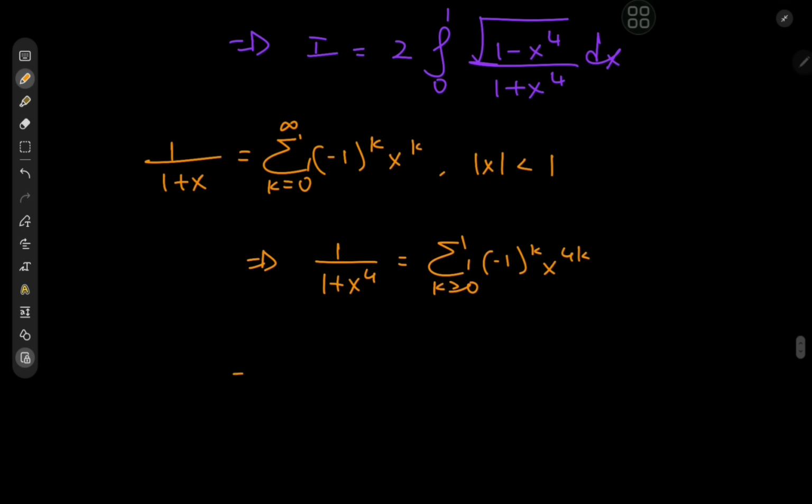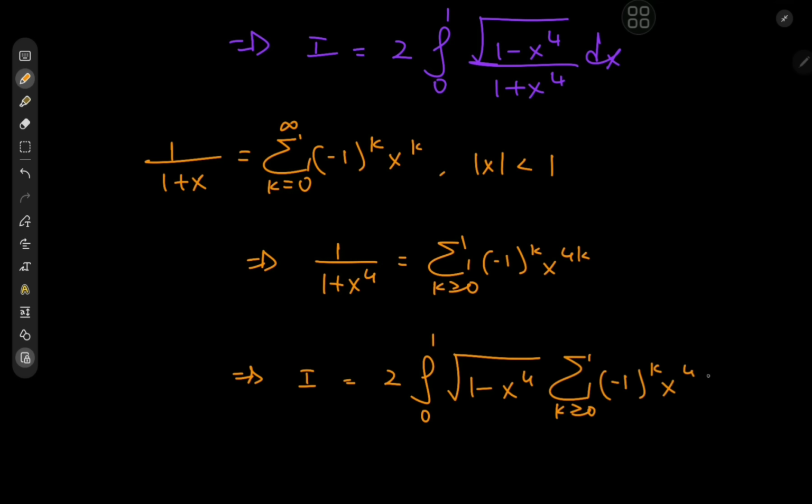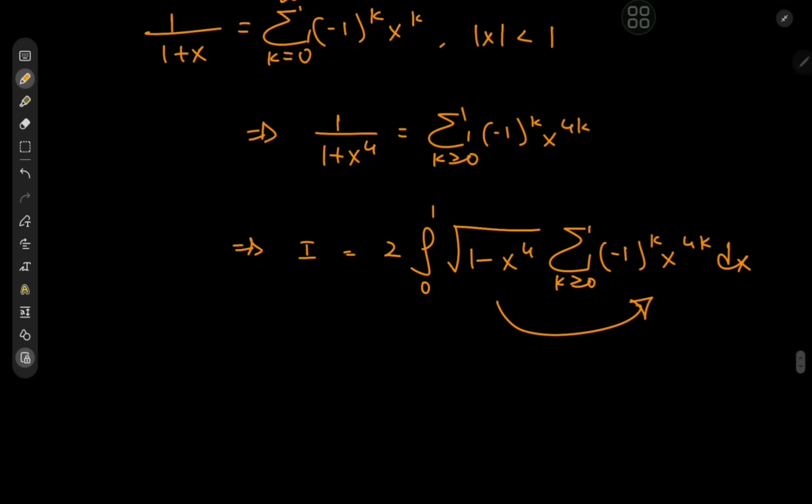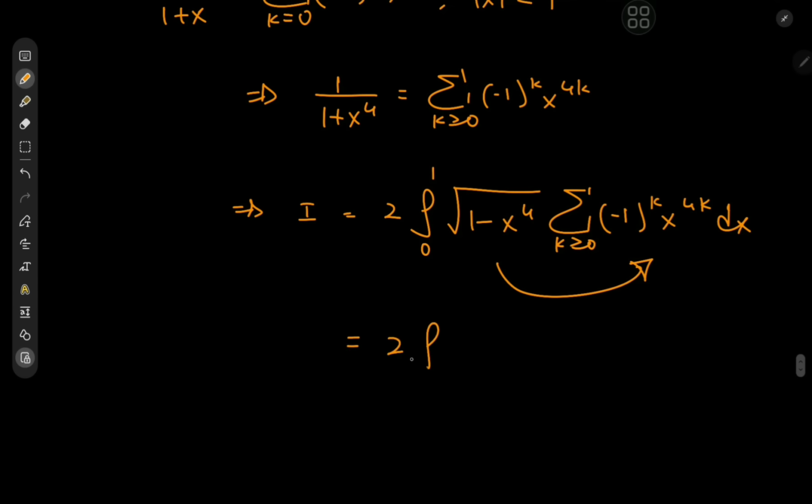And that means we can write the target integral I as twice the integral from 0 to 1 of root 1 minus x to the 4th power times the sum over k of negative 1 to the k times x to the 4 times k dx. We can take this thing inside the summation operator because it's independent of the index variable k, so that we have twice the integral from 0 to 1 of the sum over k of negative 1 to the k times x to the 4 times k times root 1 minus x to the 4th power dx.